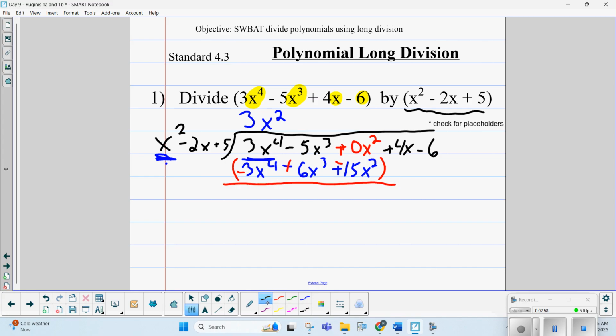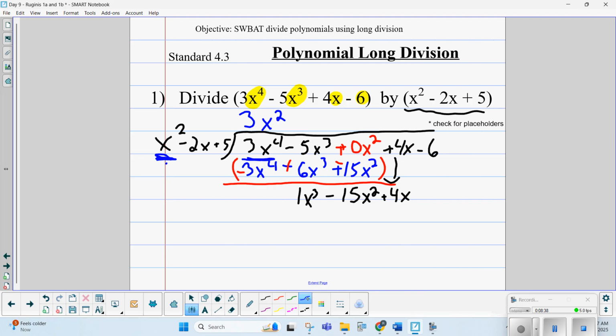So we have 3x to the 4 and negative 3x to the 4. Those are going to cancel. We have negative 5x cubed and positive 6x cubed. So that will become 1x cubed. And we have 0x squared and negative 15x squared. So that'll become negative 15x squared. Great. So we've subtracted. Now, just like in middle school long division, you finish subtracting, you bring down the next term. So we're going to bring down plus 4x. And we start all over.